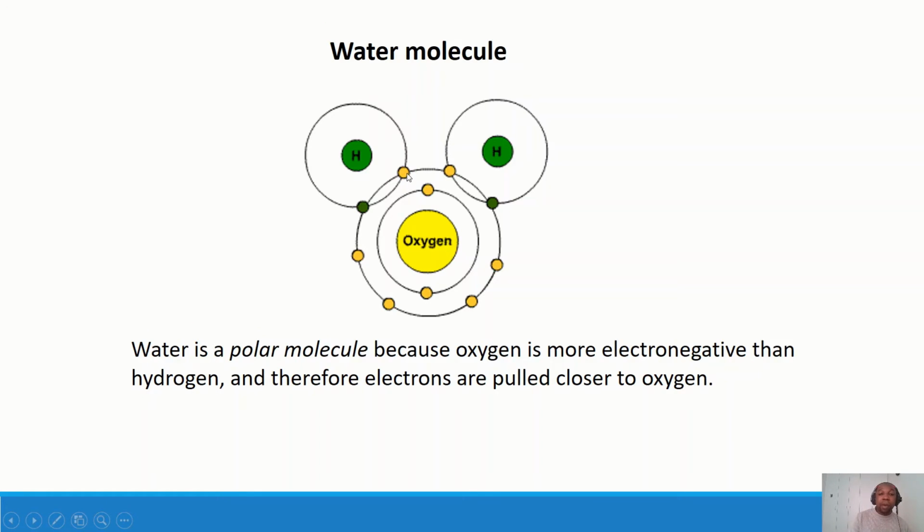Again, if you count for hydrogen, hydrogen only needs 2 electrons to be stable, to obey the octet rule. So you have 1, 2, because hydrogen only has a K shell, and K shell only needs 2 electrons. You can check that in our lecture 2. So water is a polar molecule because oxygen is more electronegative than hydrogen, as we discussed in our previous lecture, and therefore electrons are pulled toward the oxygen.